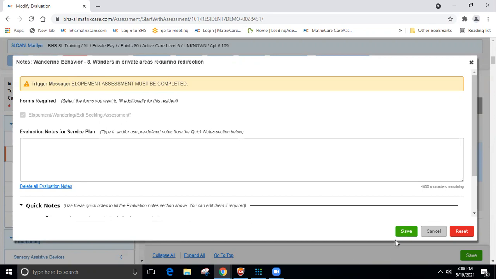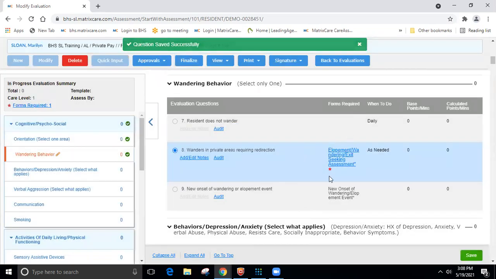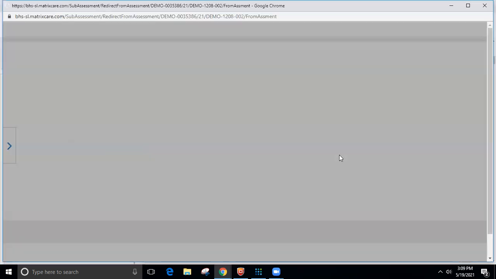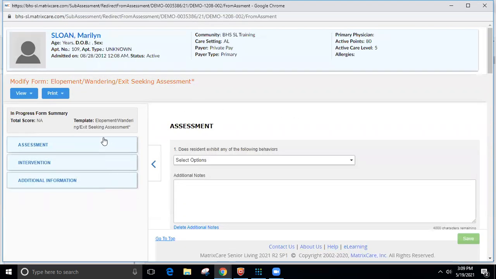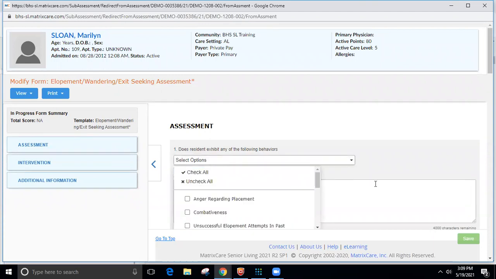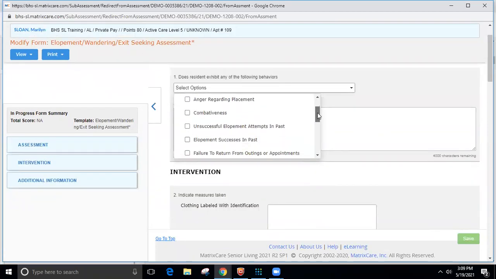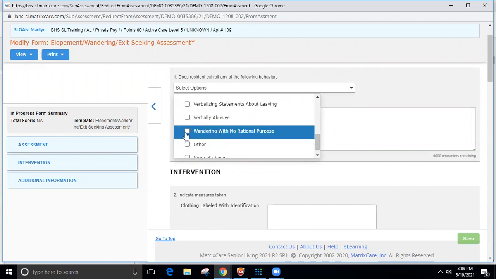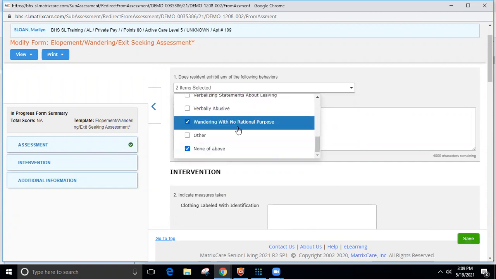So this is an assessment, or what we call a form, which is linked to certain questions so that we have these mini assessments attached. You can either wait to the end to do all the forms that are required, or we could do the form now. If we click on this, we go out of the evaluation into the form or mini assessment. And it's just asking you questions. Does a resident exhibit any of the following behaviors? And then you have to use these toolbars to go up and down, and you can pick multiples. So this is a multiple question.